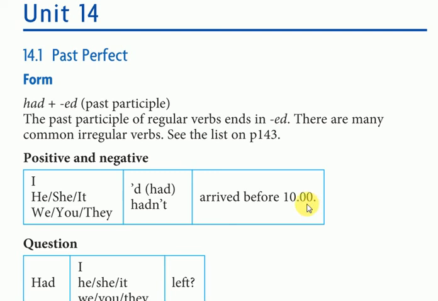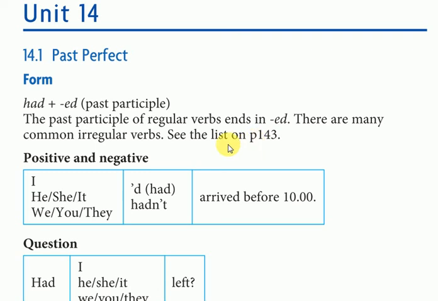Here you can see the past participle of a regular verb ends in ed. Most of the time the verbs end with ed. For example, play, played, played. There are many common irregular verbs. You can see them here on page number 143.